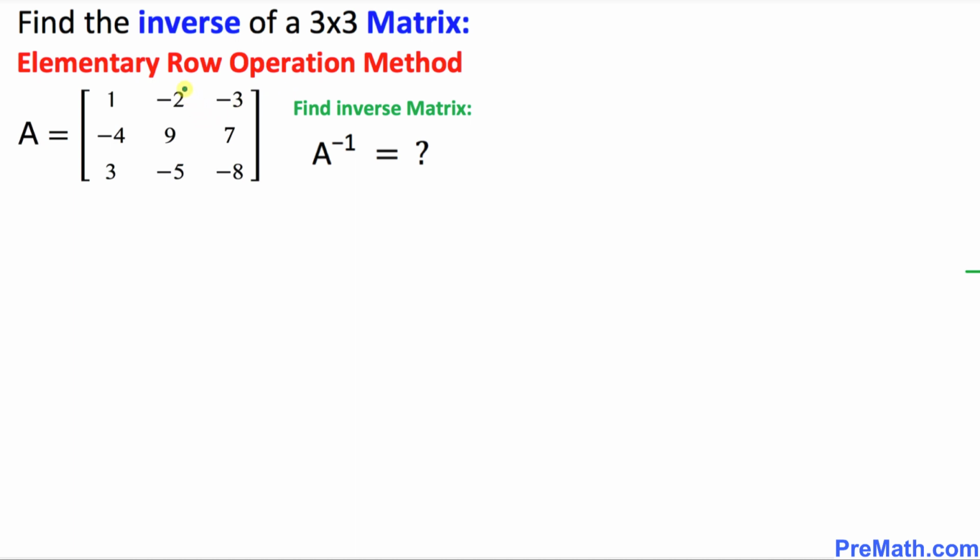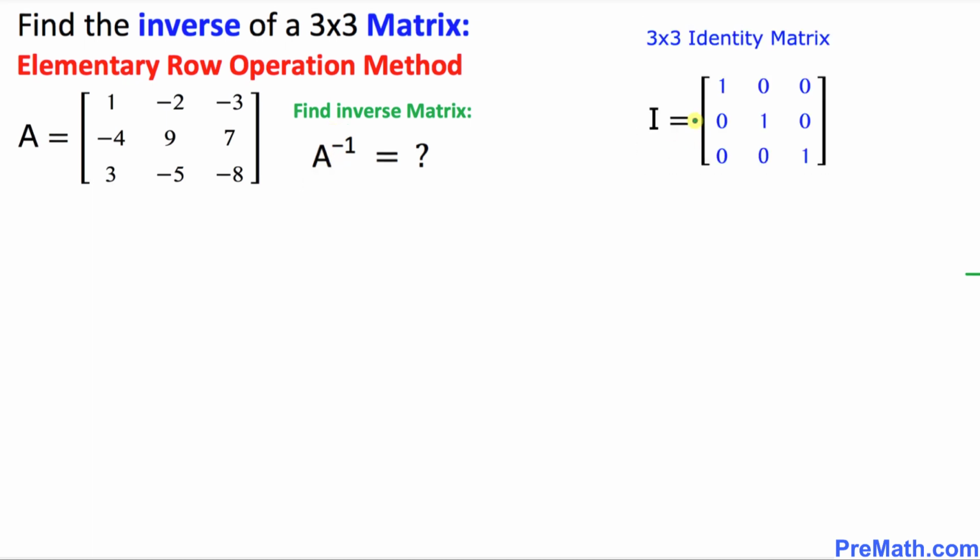In this video tutorial, we are going to find the inverse of this given 3 by 3 matrix A with the method called elementary row operation. And one more thing, just keep in your mind that A power negative 1 is also the same as the inverse matrix. And here is our identity matrix I. It has 3 rows and 3 columns. Ones are in its main diagonal and the rest of the entries are 0.